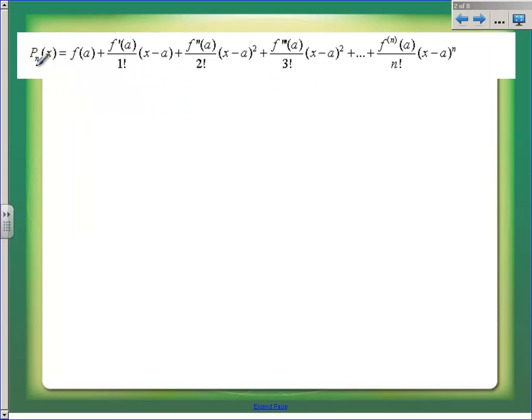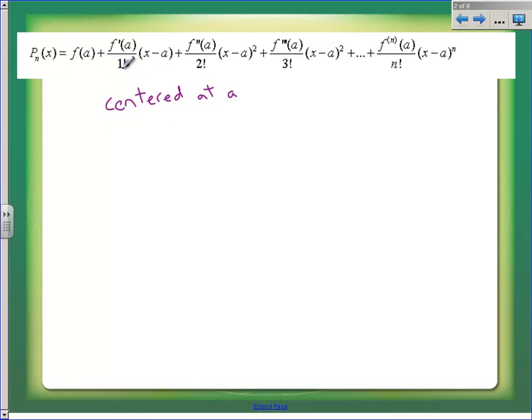The nth degree Taylor polynomial has this form, and this will be centered at a. What's in parentheses there, those a's, that's the center. So this is centered at a. So what I mean by that is the x coordinate we're looking at is the a. So for example, if we were centering this at 2, all of those a's would be replaced with 2's.